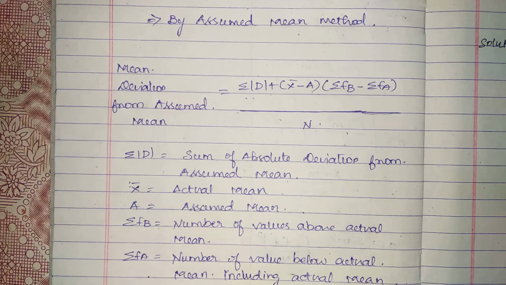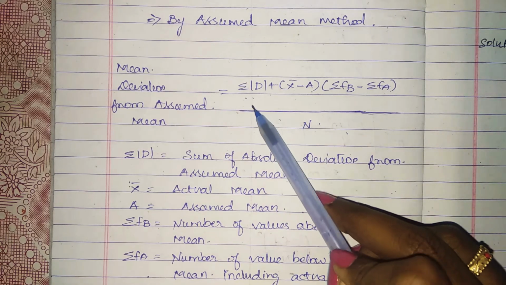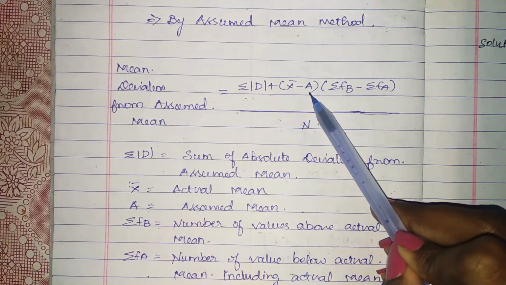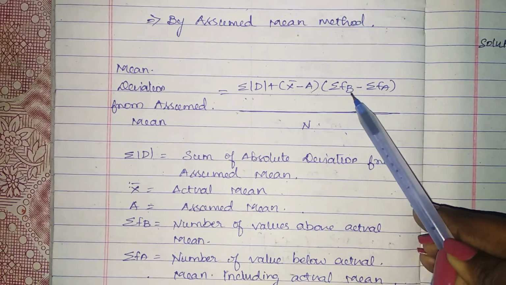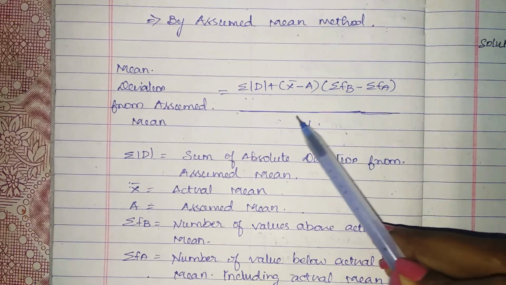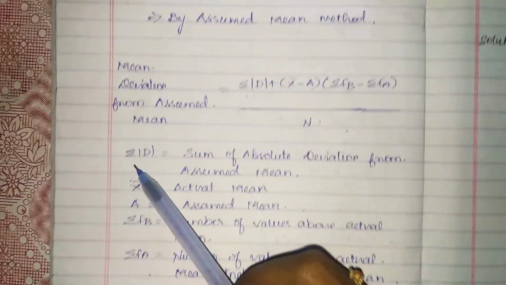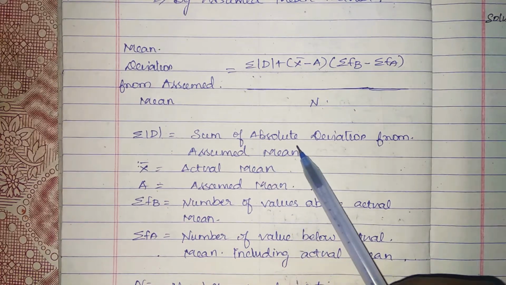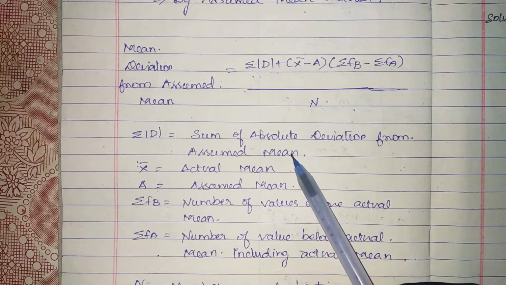What is the formula for this alternative method? Mean deviation from assumed mean is equal to sigma modulus of d plus (x bar minus a) into (summation fb minus summation fa) divided by n. Summation of modulus d is the sum of absolute deviations from the assumed mean.